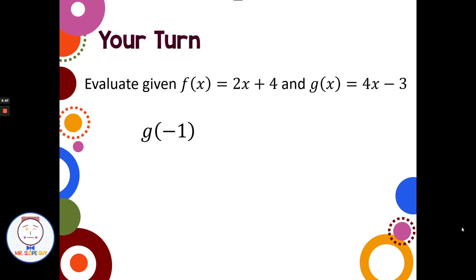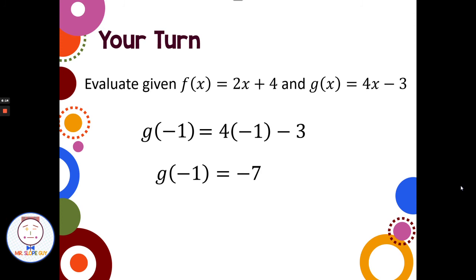Now we'll pause the video here and we'll find g of negative 1. All right, g of negative 1 says we're using this one, 4 times x minus 3. Well, 4 times negative 1 is negative 4, minus 3 is negative 7.